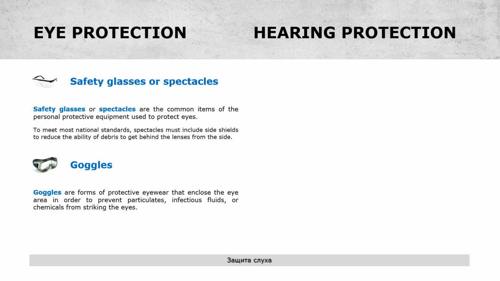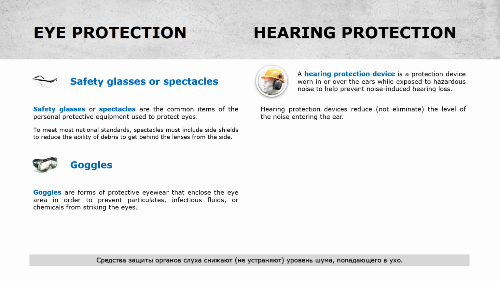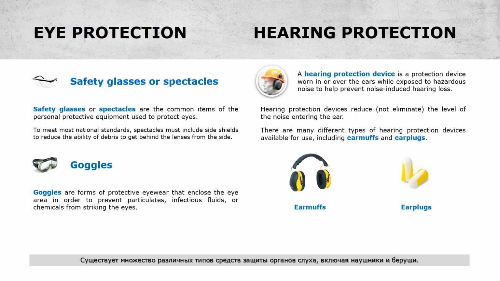Hearing protection. A hearing protection device is a protection device worn in or over the ears while exposed to hazardous noise to help prevent noise-induced hearing loss. Hearing protection devices reduce—not eliminate—the level of the noise entering the ear. There are many different types of hearing protection devices available for use, including earmuffs and earplugs.